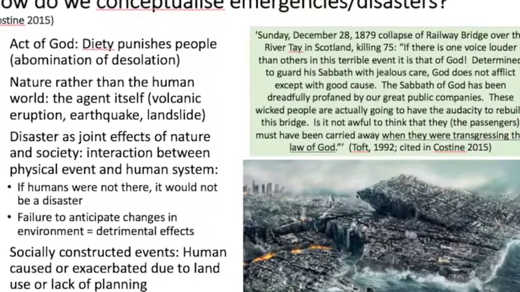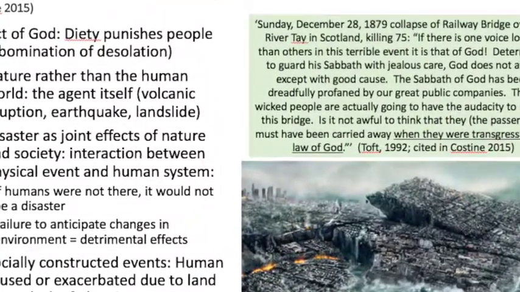So the final one talks about a disaster as a socially constructed event. Now, this is quite a hard one to get your head around, but it relates to how human beings have caused or exacerbated a particular disaster due to the way that they have used the land or they've lacked planning. Now, a great example of this, again, I used the Japanese earthquakes as an example because it demonstrates quite well a number of the key issues. The colossally difficult outcome for them was they had a major earthquake.